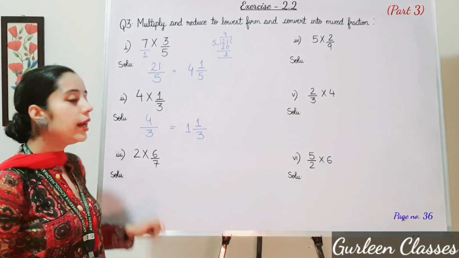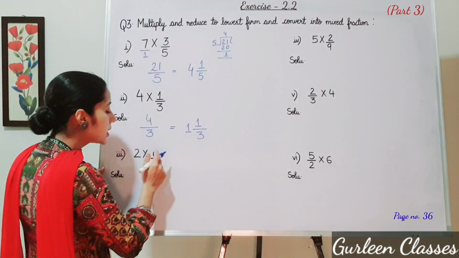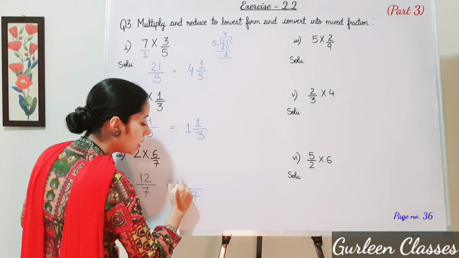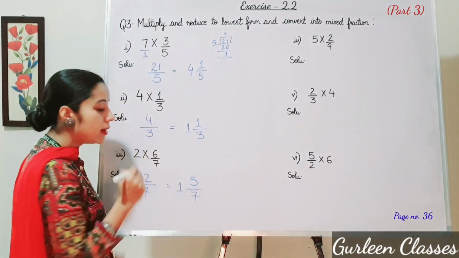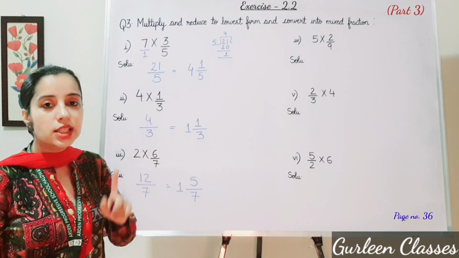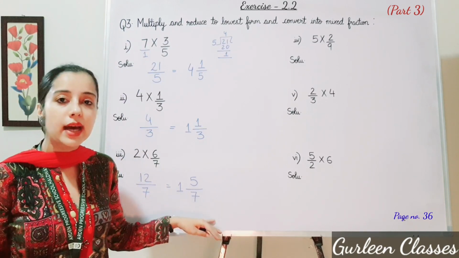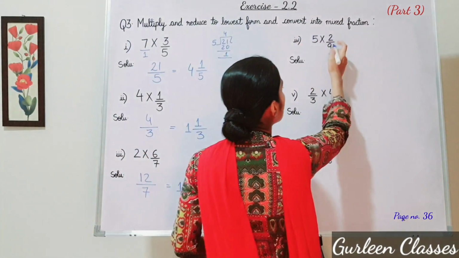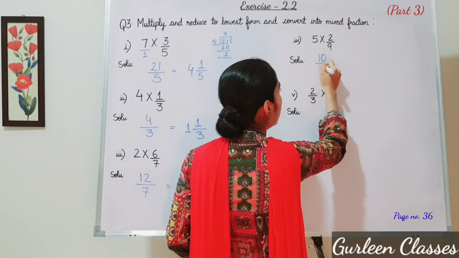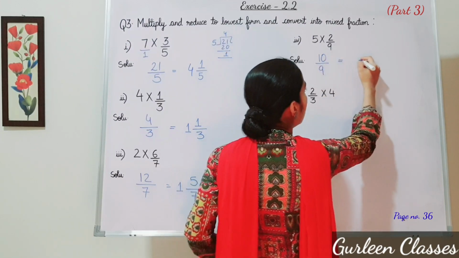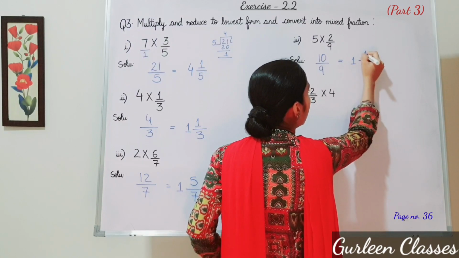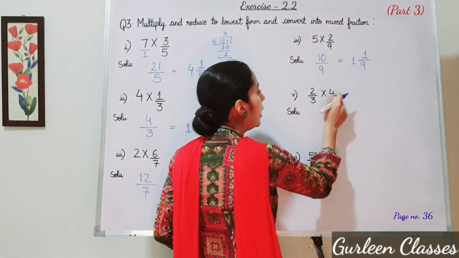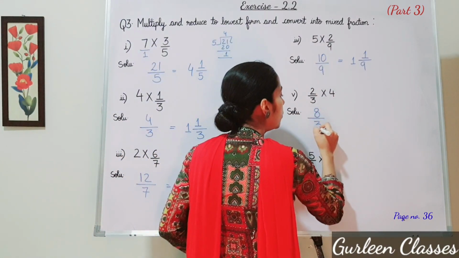Now third part, 2 into 6 upon 7. So 2 6s are 12 upon 7. Let us divide. 7 ones are 7 plus 5, that is 12. Students, now you can divide directly. As you know how to convert improper into mixed, we can write the direct answer. So now fourth part, 5 into 2 upon 9. So 5 2s are 10. Denominator we have 9. Convert into mixed fraction. 9 ones are 9 plus 1, 10. Fifth part, 2 upon 3 into 4. So multiply numerator, 2 4s are 8 upon 3.